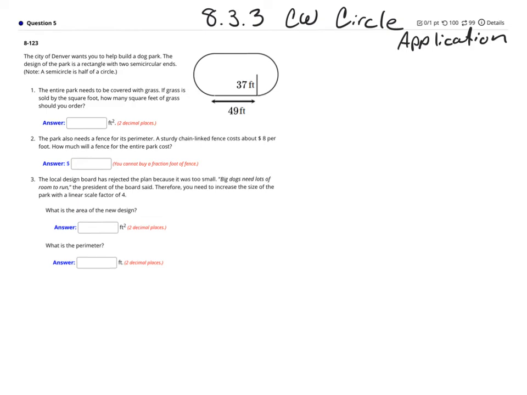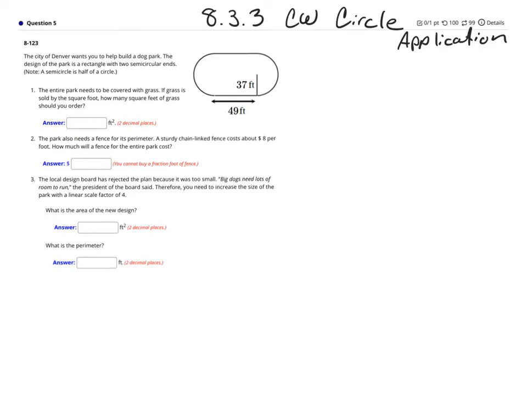Okay, let's take a look at 8.33 Classwork Circle Application number 5. In this question, the City of Denver wants you to help build a dog park. The design of the park is a rectangle with two semicircles on the end. A semicircle is half a circle.